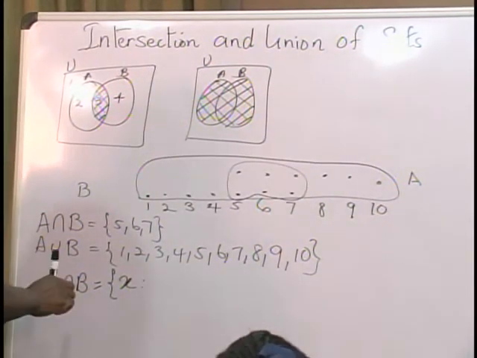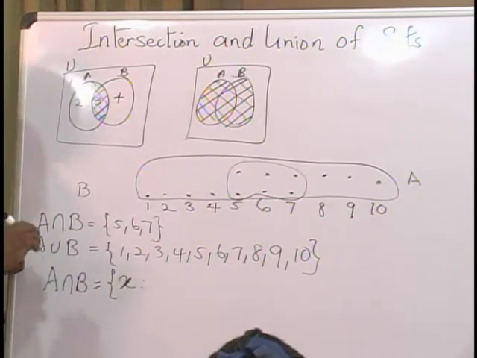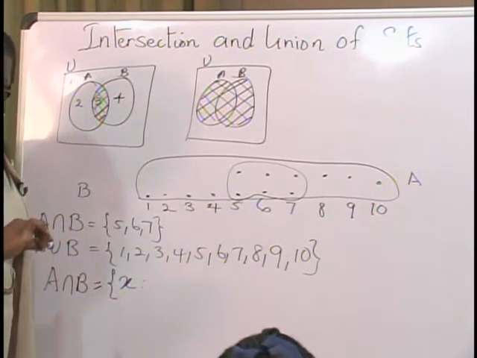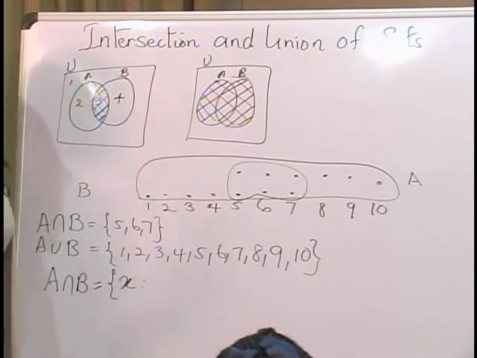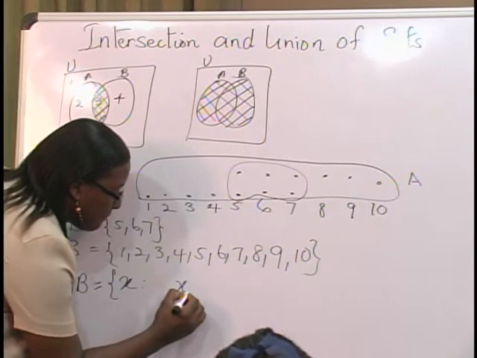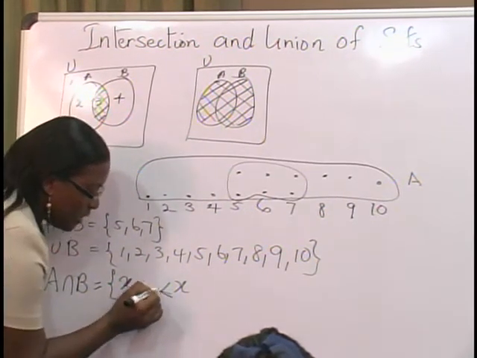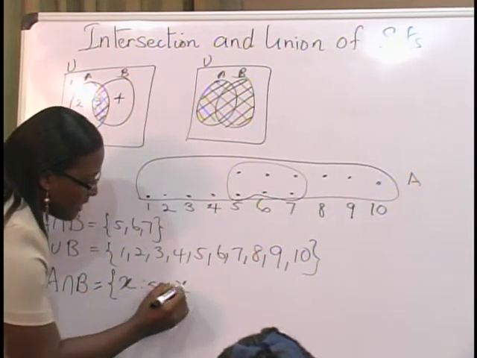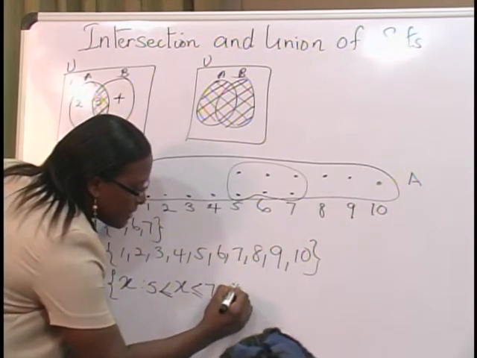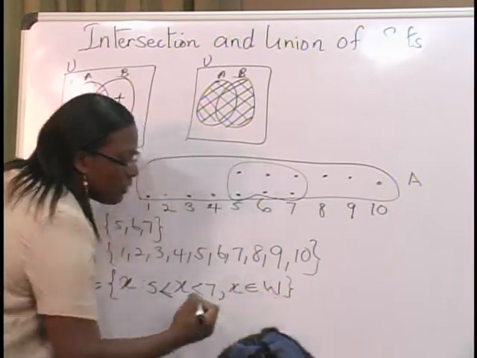Good? Now let's go with the first one. We have 5, 6, and 7. We know that it is at 5 where we begin, and we don't go beyond 7. So we have x is greater than and equal to 5, lesser than and equal to 7. x is an element or member of the set of whole numbers, and we close.